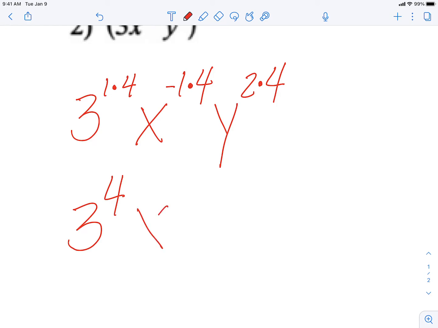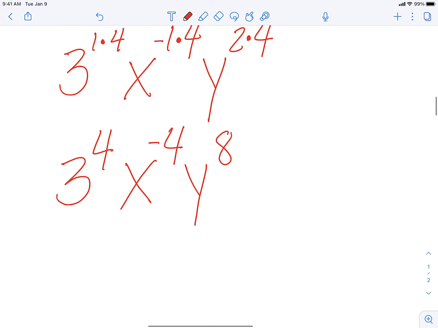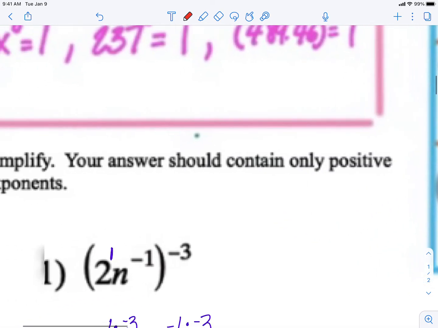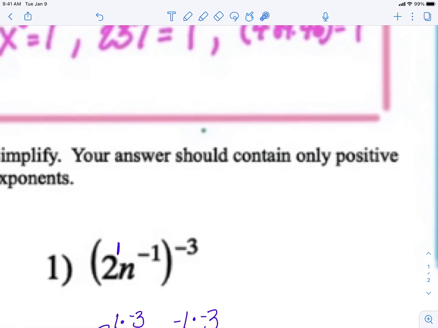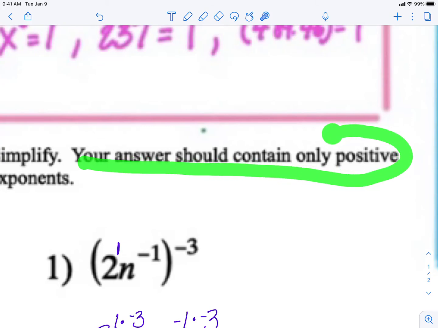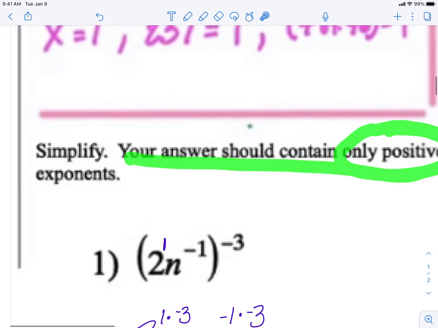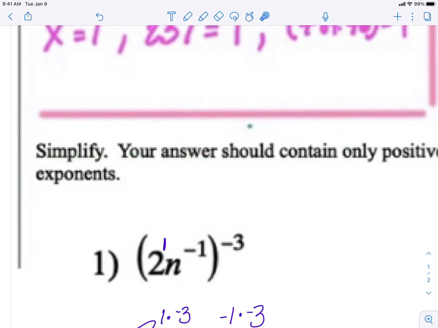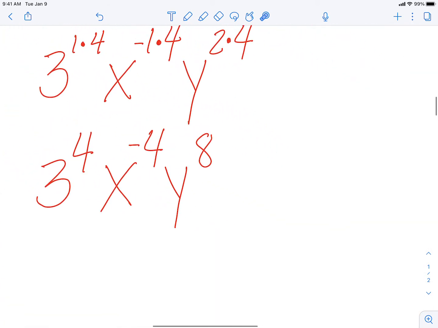Now x, -1 times 4 is -4. Now y, 2 times 4 is 8. Look at that. All right. Almost done though. Remember what the instruction said, right? Your answer should contain only positive exponents, right? So I've got to deal with this negative exponent right here.